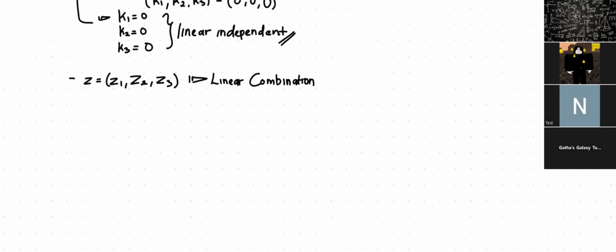And in number 2, we just change the constant to be Z. K1 times U plus K2 times V plus K3 times W equals Z. Okay, we just substitute the vectors U, V, and W into this equation.